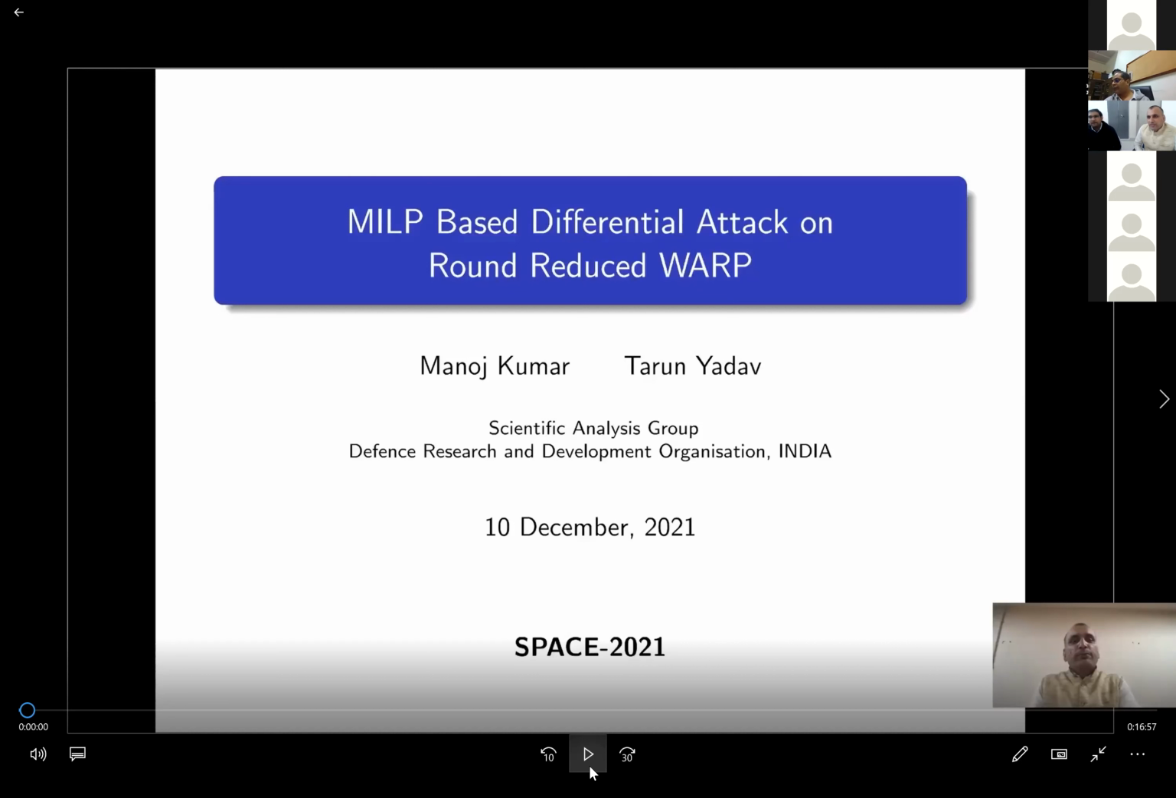Sir, we designed an MILP problem for 18-round WARP, and by solving it, we are not able to get any trail with better bound than the 61 active S boxes. So this was the best bound.